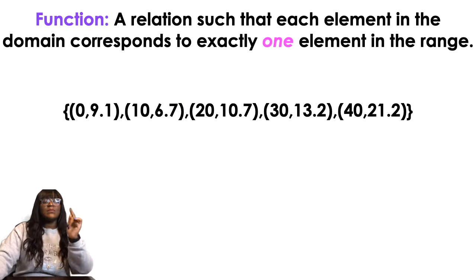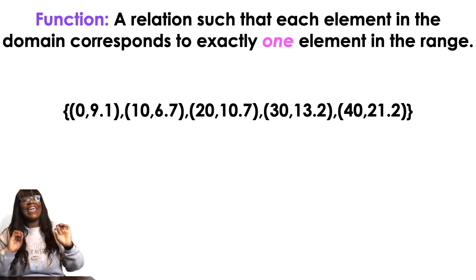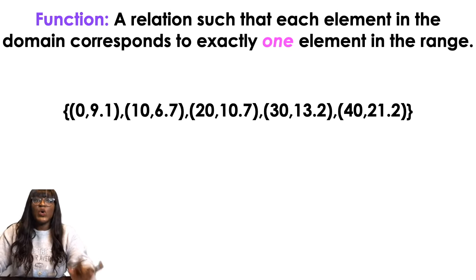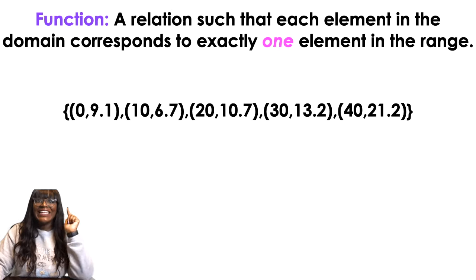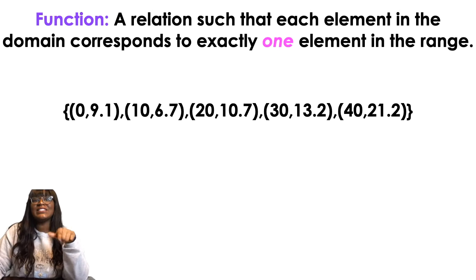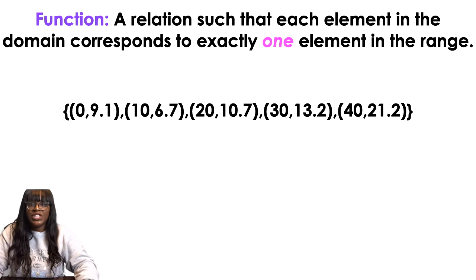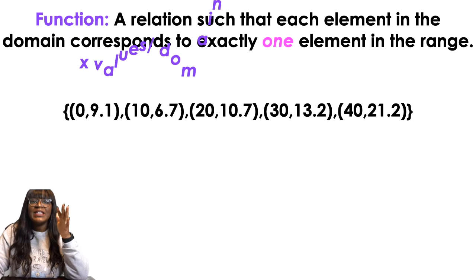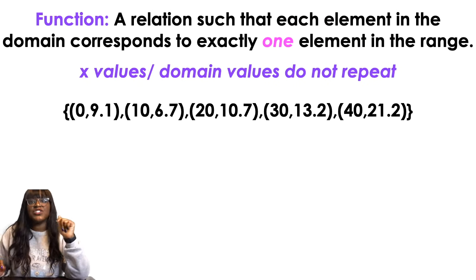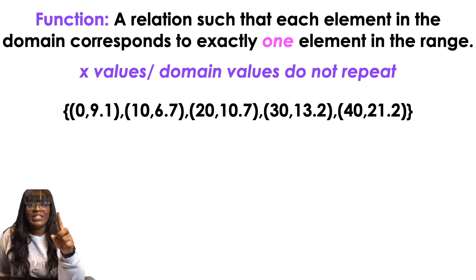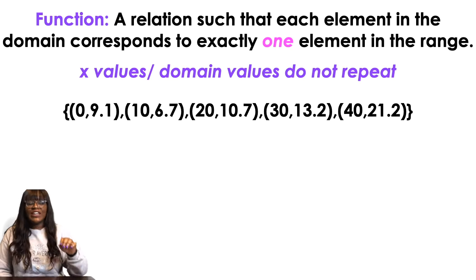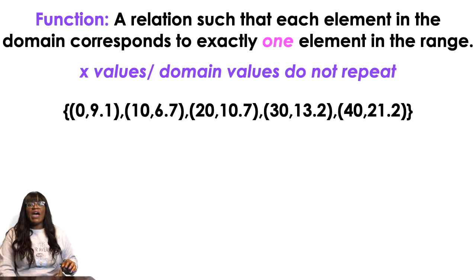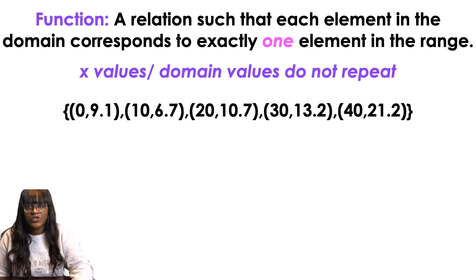So now, sometimes we have functions. Functions are a type of relation, such that each element in the domain corresponds to exactly one element in the range. And in layman's terms, what that basically means is X values, slash domain values, do not repeat. That's what I always say. If you're trying to figure out if something is a function, you have to look for unique X values. So X values cannot repeat. If they repeat, that means it's not a function.